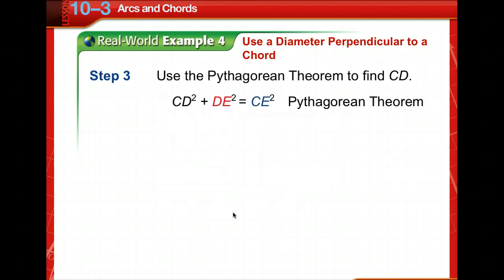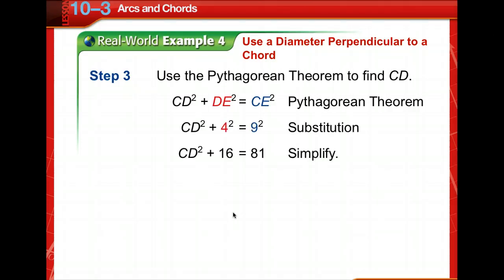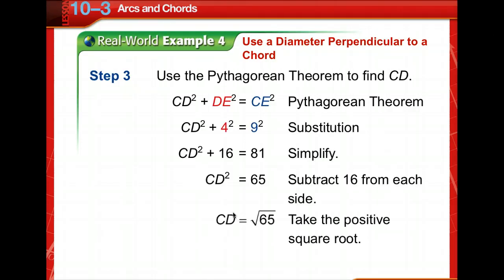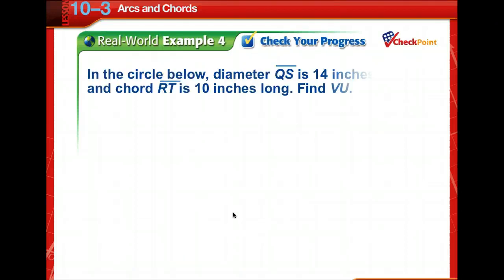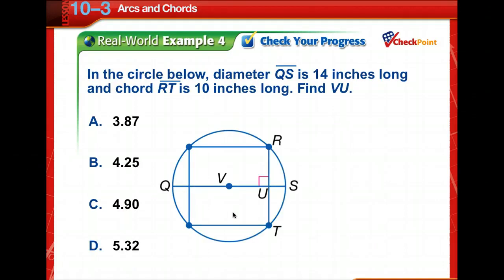Now we can use the Pythagorean theorem since we've got a perpendicular bisector and substitute to find out what the measurement of CD is. If we use our calculator to take the square root, it's about 8.06 inches. Okay, let's check your progress. So draw the figure, sketch what it is you know about it, write your given, and then come back and check your answer in a bit.